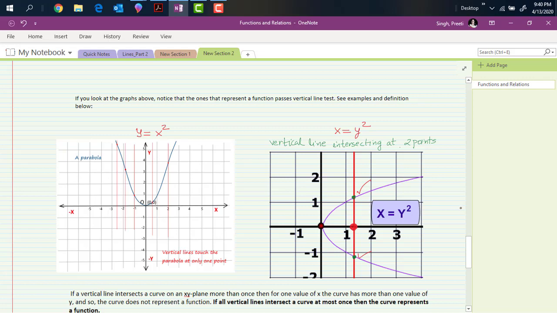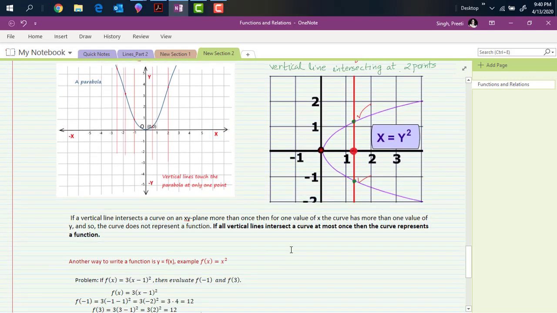So the vertical line test, which is written right here, I would just read the bold part. If all vertical lines intersect a curve at most once, then the curve represents a function. Okay, if all vertical lines intersect a curve at most once. So think about this one. This is y equals square root of x.